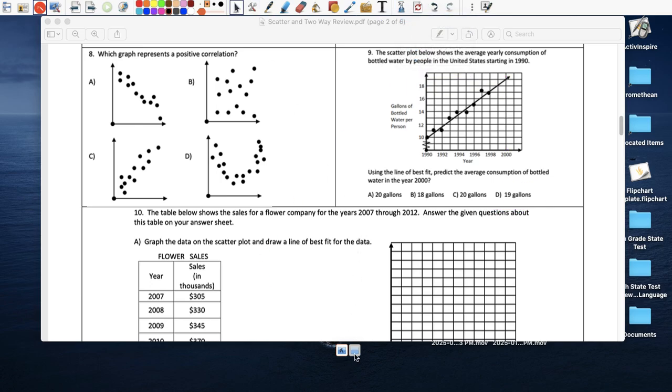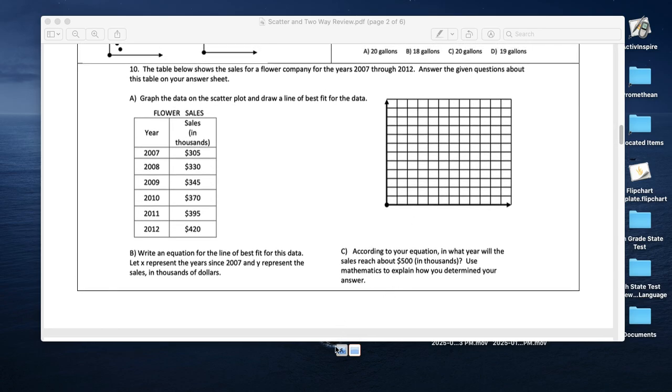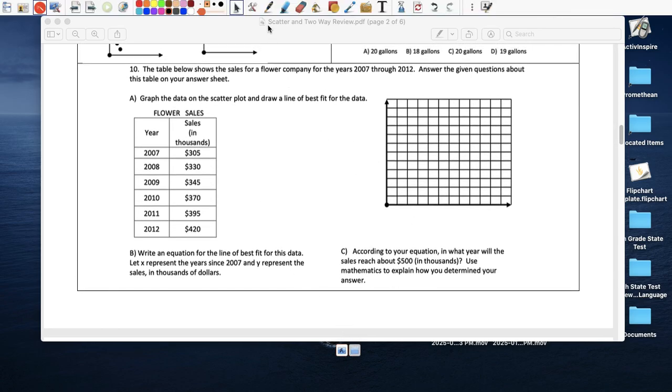Okay? Yeah, so much easier when they're all multiple choice. This one, sorry. So, graph the data on the scatter plot, draw a line of best fit, and do all that stuff.